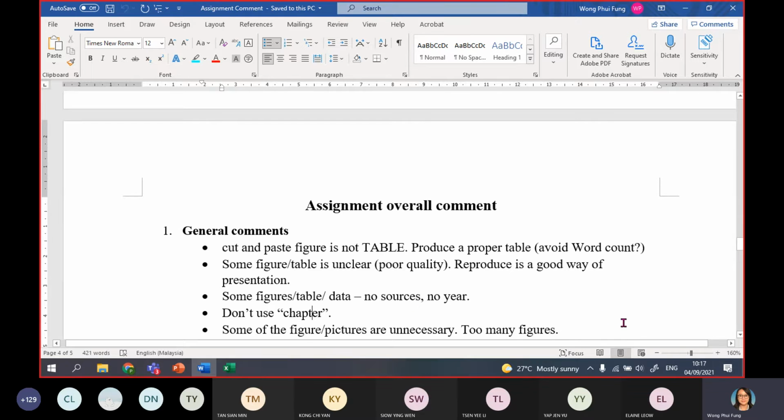Some of the pictures, I would say, are unnecessary, too many figures. The group I gave higher marks, if I'm not mistaken, their wording is below 15,000 only, very short. Mainly because they didn't paste so many tables and figures.